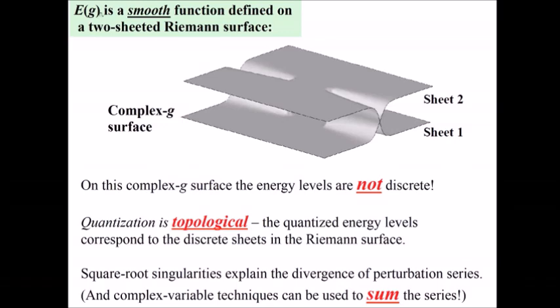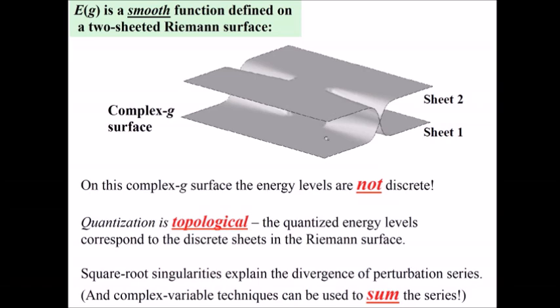That function is a smooth function defined on a two-sheeted Riemann surface. And this is what the Riemann surface looks like. These are those two singularities. And what you see is that on this complex coupling constant Riemann surface, the energy levels are not discrete. You don't have to make a quantum leap. If you're on sheet 1, which is one eigenvalue, and you want to go to the second eigenvalue, you can go smoothly, very smoothly around here to the second eigenvalue.